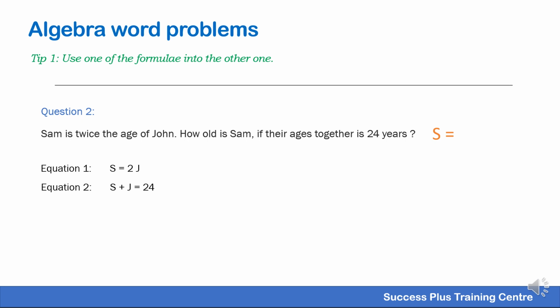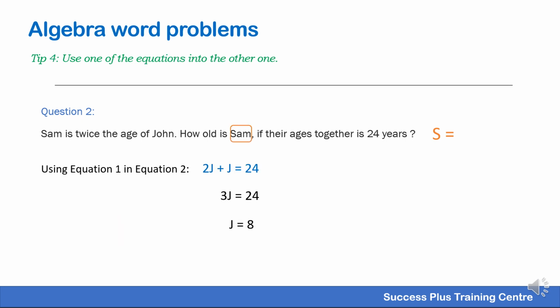Now the question is, how can I solve my equations? To solve any equation, you must have just one equation and one missing information. To do so, I need to replace S with 2J in my second equation. This leaves me with 2J plus J equals 24. Now I have one equation and one missing information. 3J equals 24. Using the inverse, I should be able to find that the value of J equals 8.